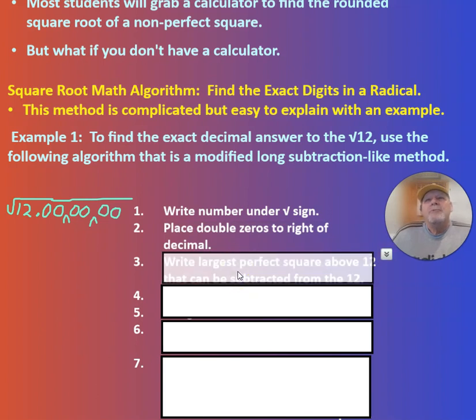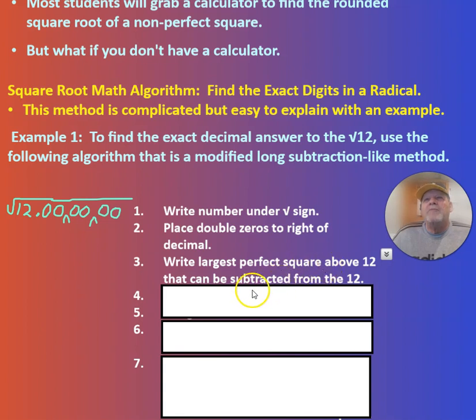So, what you end up doing, you write the largest perfect square above the 12 that can be subtracted from the 12. So 2 squared is 4, 3 squared 9, 4 squared 16. So 3 is that biggest number. So I write a 3 right up above the 12. Then there'll be a decimal point here. And then I square it. So I square a 3, it becomes a 9.